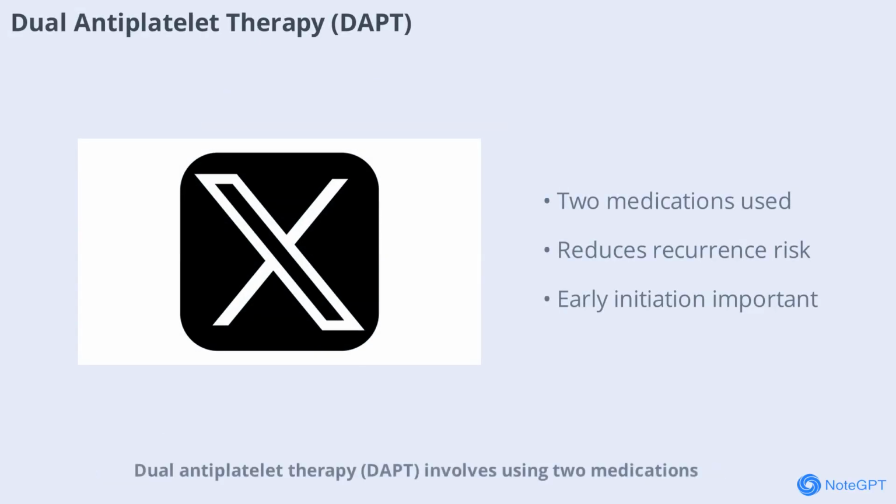Dual antiplatelet therapy (DAPT) involves using two medications, typically aspirin and clopidogrel, to reduce the risk of recurrent stroke. This approach is especially effective when started early after a mild stroke. A loading dose is usually given, followed by maintenance therapy. DAPT is not suitable for all patients, so careful assessment is necessary to balance benefits and risks.